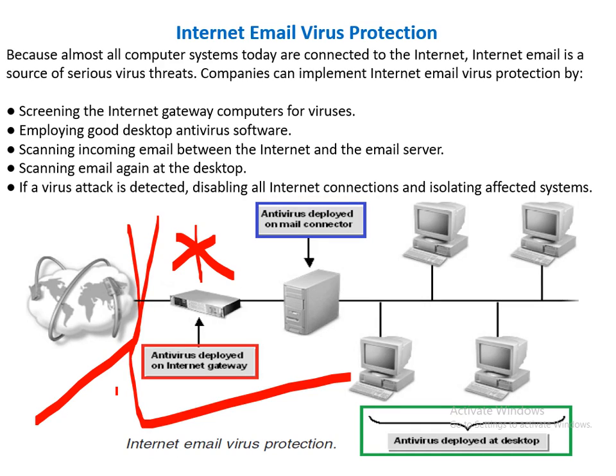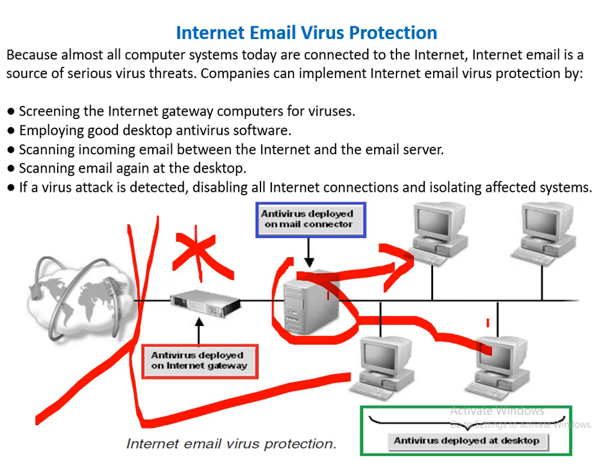The next one is scanning incoming emails between the internet and the email server. For example, this is my email server. All the emails should be scanned here, and only then will they go to the client computers. Next one is scanning email again at the desktop. Once all the emails are downloaded to the client computer, that client computer should be able to scan them once again.